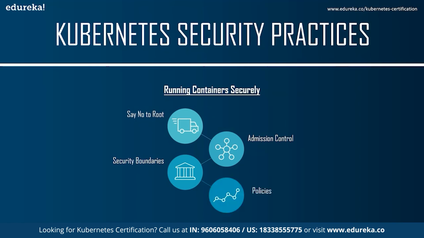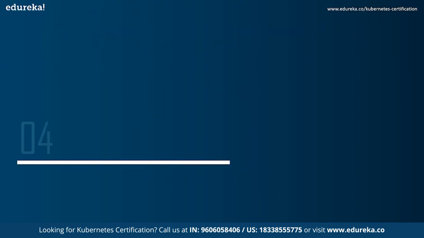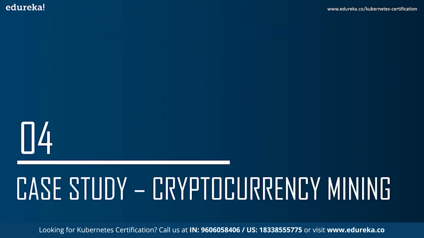Kubernetes offers two pod-level security policy mechanisms, allowing you to restrict what processes can do within a pod and how pods are allowed to communicate. So here we have security context and policies. A security context defines privilege and access control settings on either the pod or container level. With this, we have discussed all the Kubernetes security practices. Let's move ahead to the case study, cryptocurrency mining.